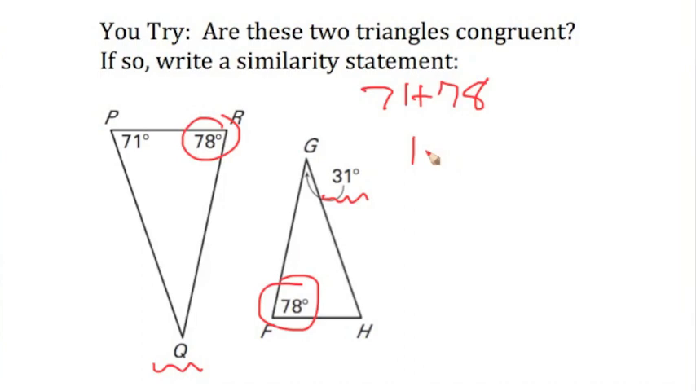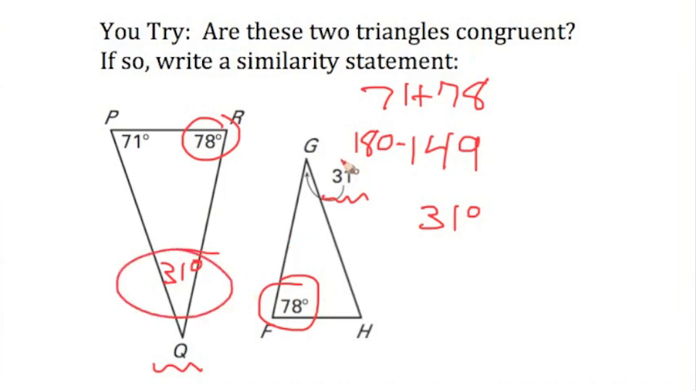is going to be 149 degrees. So if we take 180 and we subtract 149 degrees, that's going to give us 31 degrees. So you tell me, are they similar? Well, yes, they sure are, because 78 matches with 78 and 31 matches with 31.